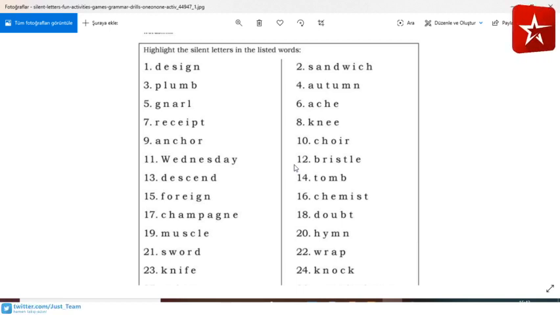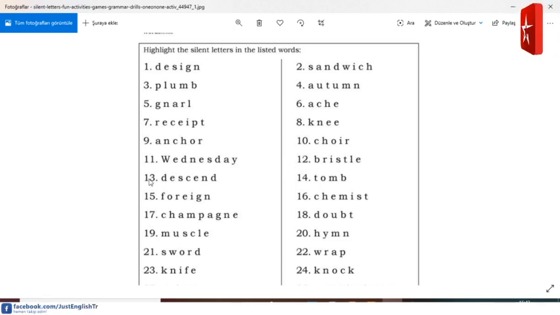Number 12, bristle. It means short, stiff hair, usually one of many. Bristle, like T. Yes, T is the correct answer.